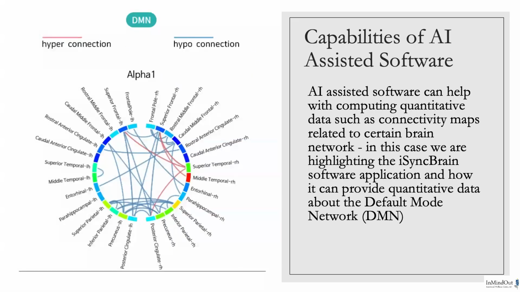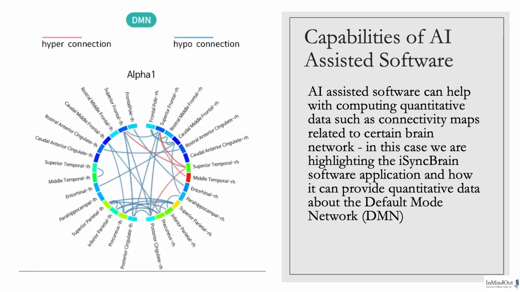For example, we see that this particular software application from iSync Brain shows us here's the alpha frequency, and it is in the default mode network. So we see hyperconnectivity or hypoconnectivity between different areas of the brain. And you may think this is kind of hard to read, but what you need to understand is that this top here is the front of the head, this is the back of the head, and these are the sides of the head. So that makes it easier to understand where the connection is going, where there's hypoconnection, hyperconnection in this frequency.